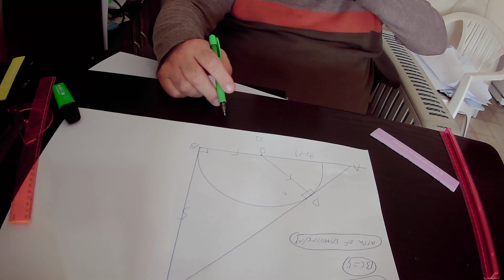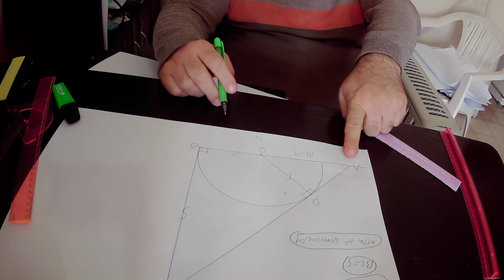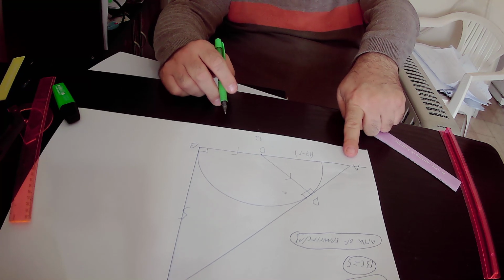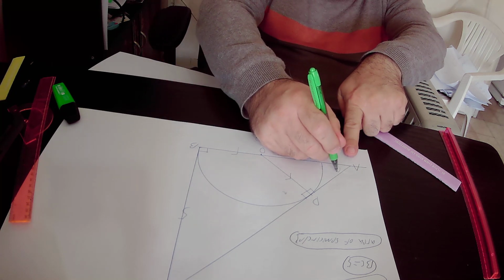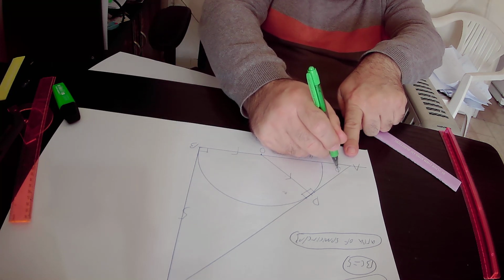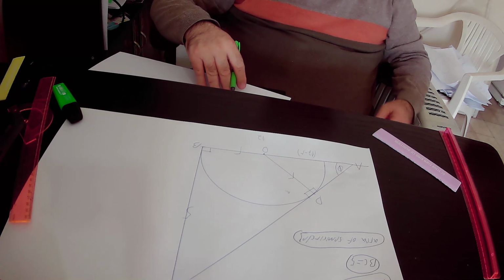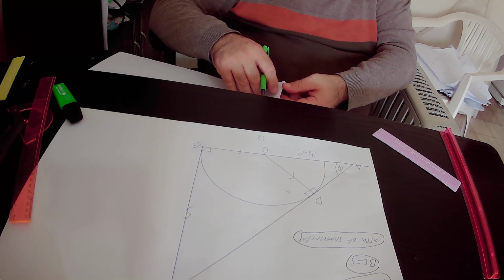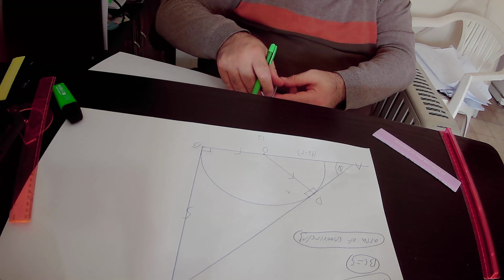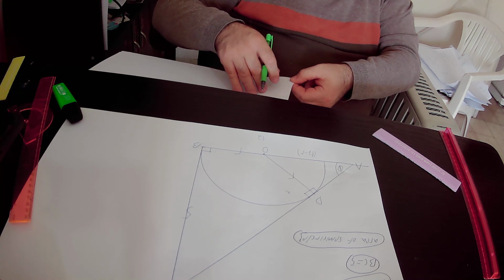In the fourth method, we will define this angle as angle theta. Angle BAC, we will define it as angle theta. And we focus on triangle ABC, the right big triangle, triangle ABC.